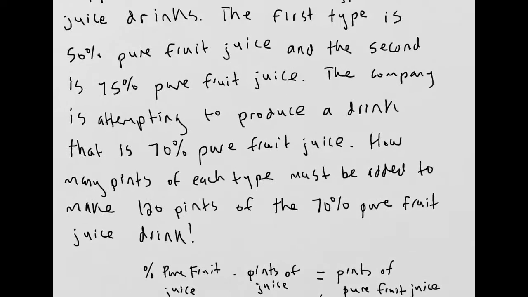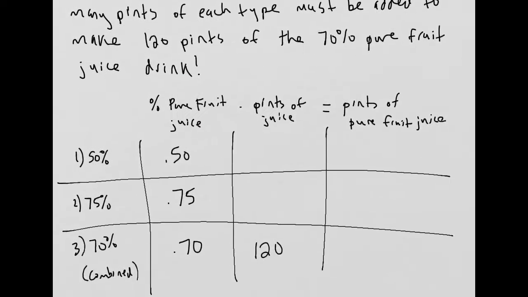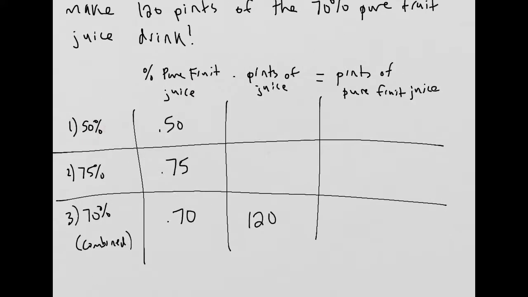The other ones, what they're asking me for is how many pints of each type of juice must be added to make 120 pints. So what I'm looking for in this problem is how many pints of this juice and how many pints of this juice I need to mix together in order to make the juice that I want. So this time I'm going to label the first one X, since we don't know how many pints we're using, and I'm going to label the second one Y, because we're interested in finding both of them.